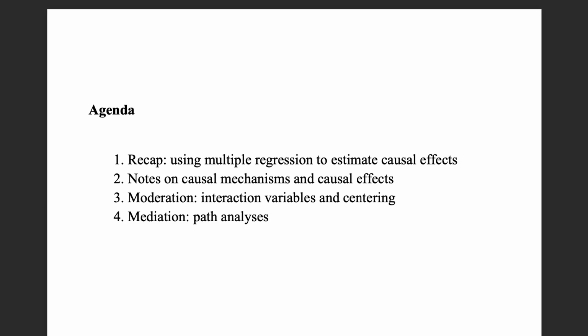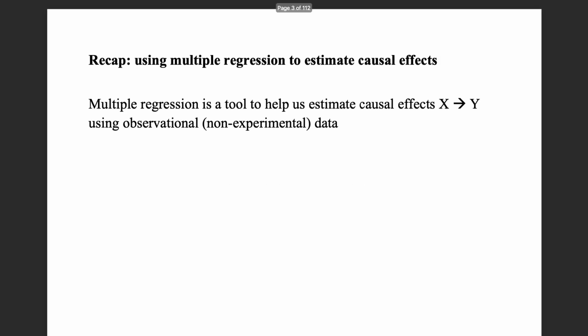Moderation is sometimes also referred to as interaction analysis, or estimating interaction effects, creating interaction variables. So we'll discuss that, and we'll discuss the role of centering our variables in helping us with estimating these interaction effects. And we'll talk about what mediation analysis is, and we'll see that it's a type of path analysis where we are analyzing causal pathways that lead us from our independent variable to our dependent variable. So let's start with the recap.